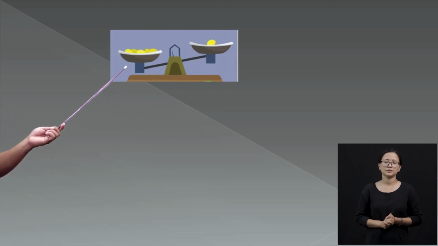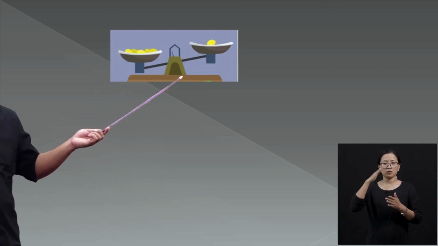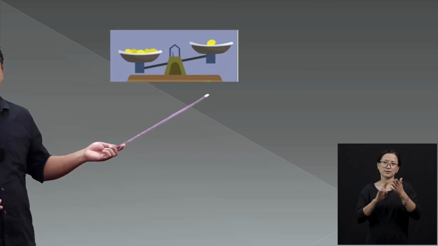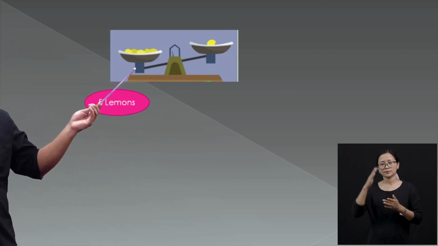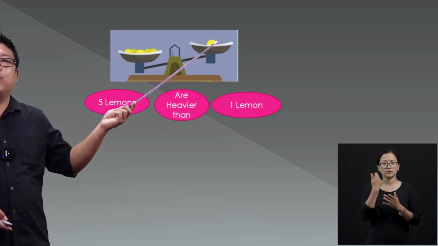Now, let's look here. Lemons. Who doesn't love lemons, right? It's tangy, but it's quite tasty. Let's measure them. We have 5 lemons on one side and 1 lemon on the other.